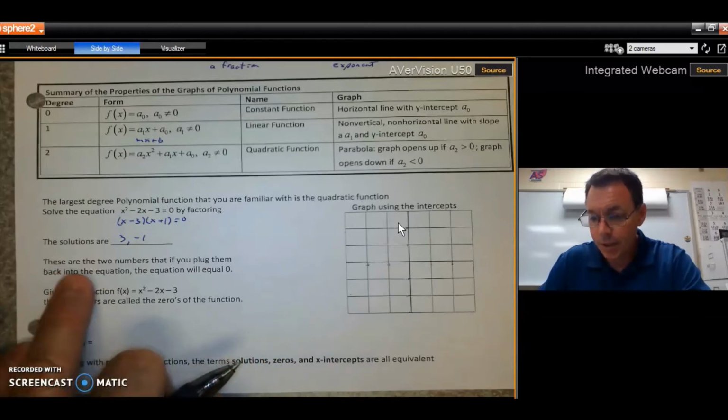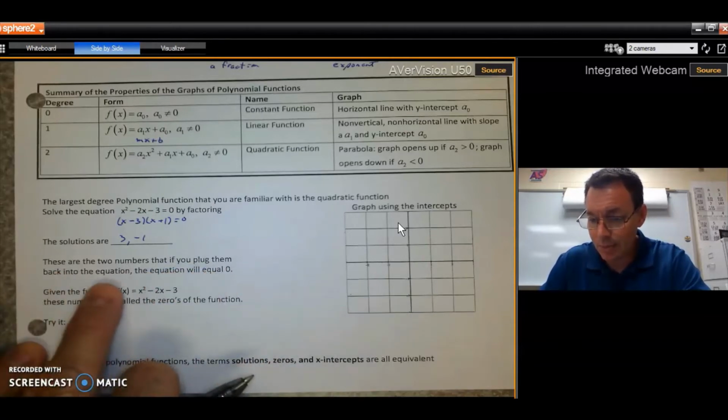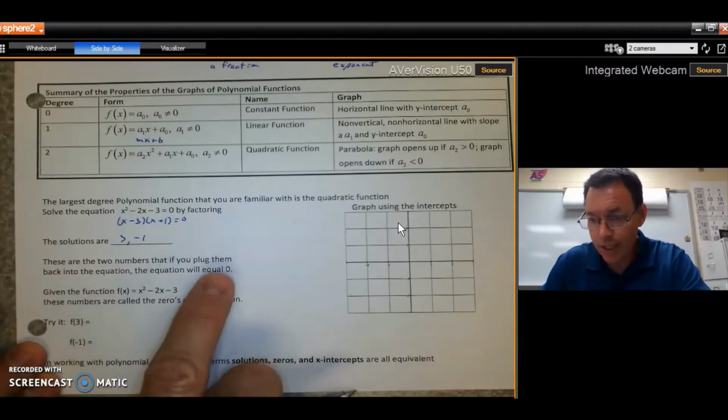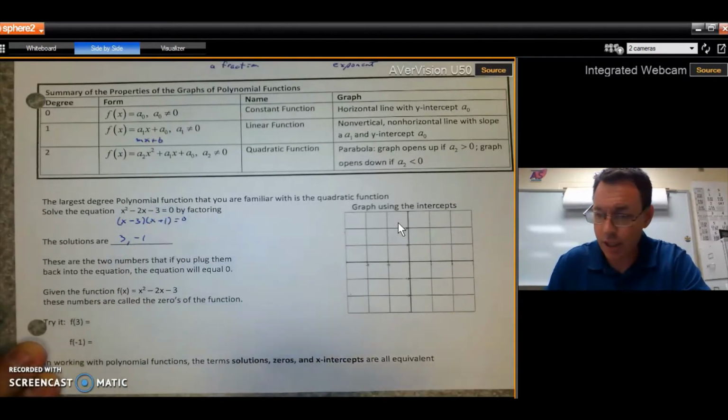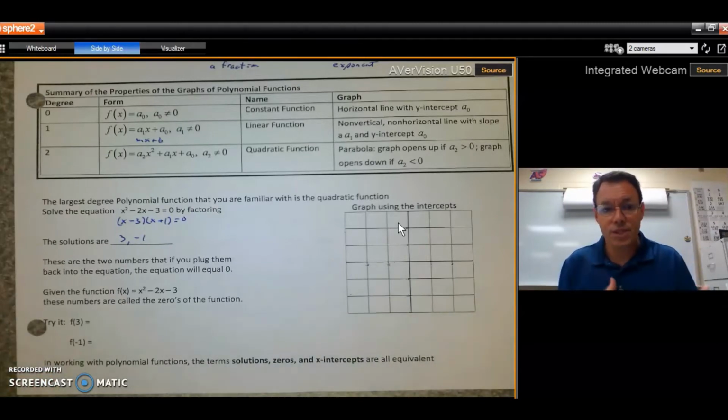Now, these are the two numbers that if you plug them back into the equation, you're going to get 0 as an answer. That's what we were trying to do. We were trying to figure out what numbers were going to give us 0. Well, when you're talking about functions, those have a special name. The numbers that we plug in to get an answer of 0 are called the zeros of the function.